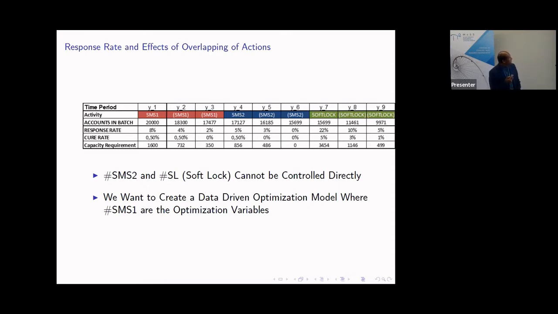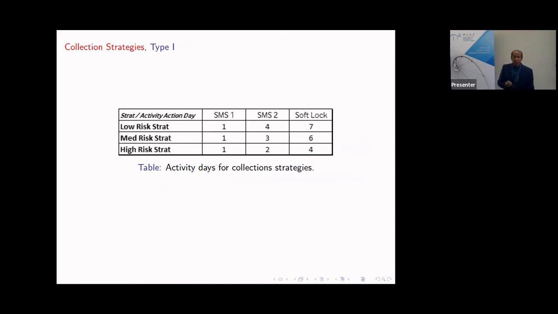So the idea is that because we don't have control of SMS 2 and soft lock, the model that we develop will have an indirect control on that. So that somehow we control, look, how many SMS I'm sending today, and also how many will come because of my actions on previous days, in some indirect way. And that's how the model comes, what we call the data-driven model. Now, this is because we have three groups of people, low risk, medium risk, and high risk, and because their profiles are different, this is the strategy that we followed.